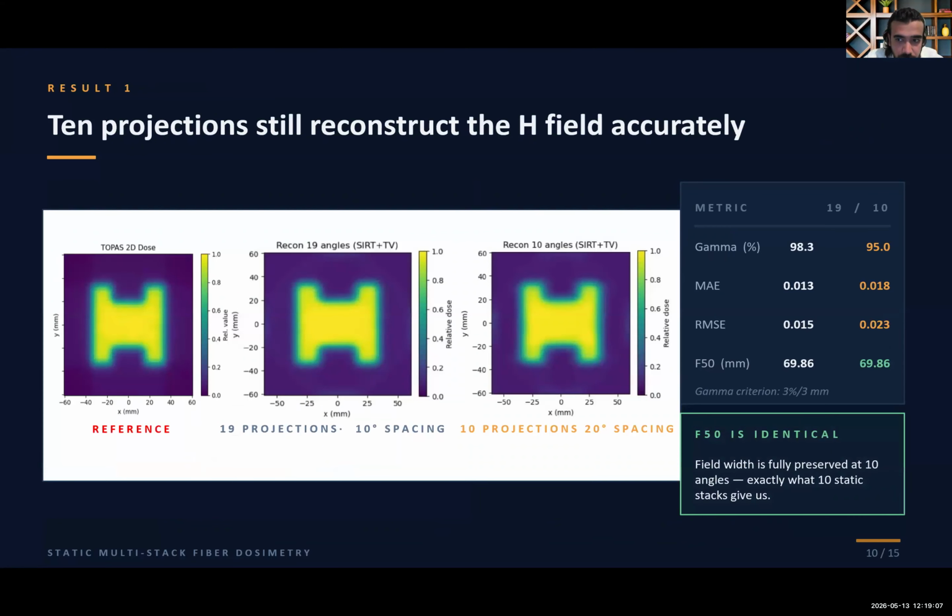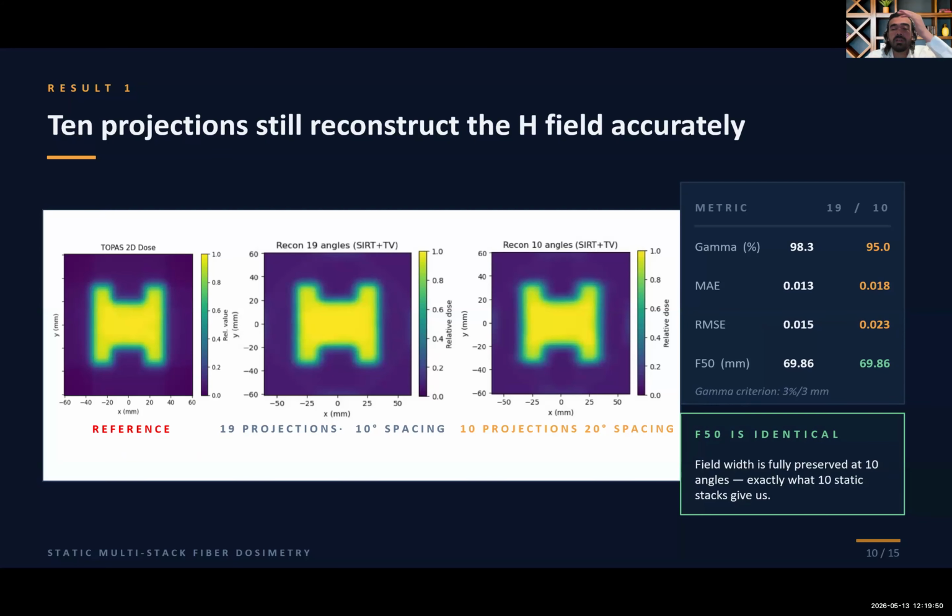Now let's go through the results. The first question was whether we can get away with fewer projections. So we tested this with the H-shaped field. This reconstruction I acquired through rotation. I didn't acquire this with our static detector, static model. I just used one stack of scintillating fibers and rotated it, first for 19 angles and then for 10 angles, so that we can understand how few we can go, as we're talking about the number of stacks.